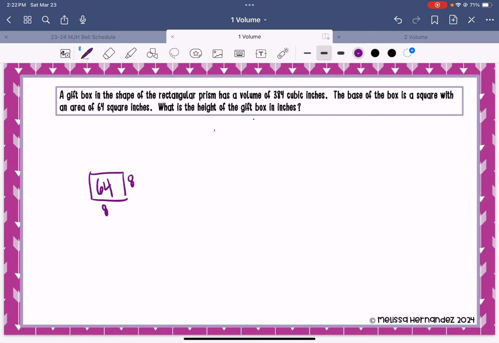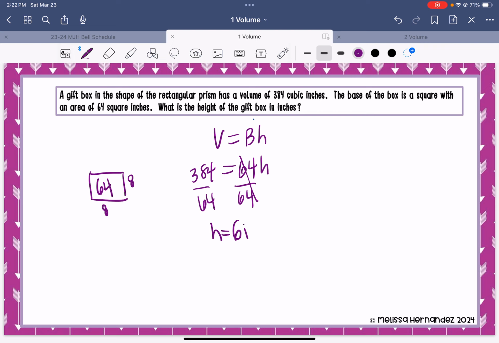First thing I'm going to do is write down the formula. Volume equals area of the base times height. My volume is 384. The area of the base is 64. We don't know what the height is. Okay, so we'll solve a one-step equation. We're going to divide both sides by 64. And when you divide both by 64, you will get 6. So the height is 6 inches. Okay, let's go to our last problem.